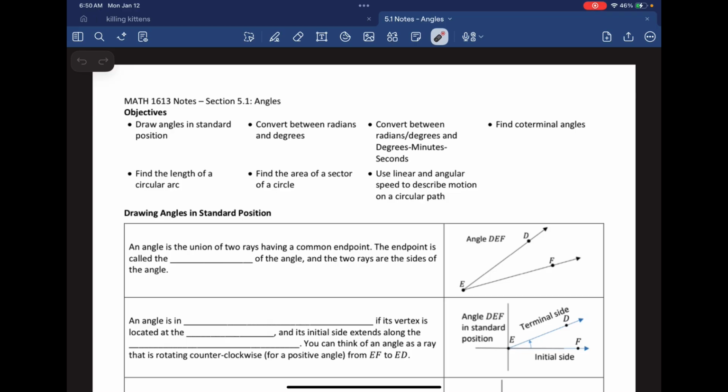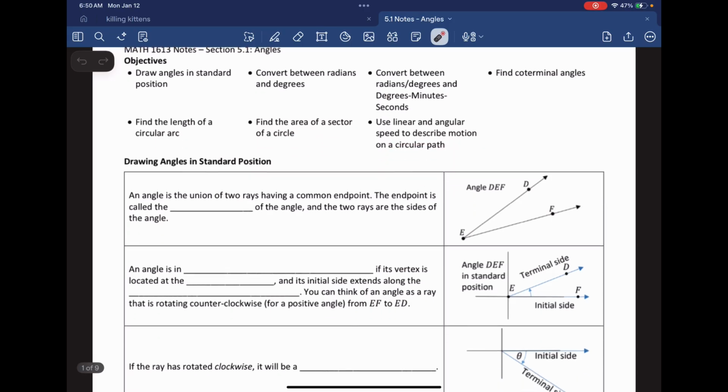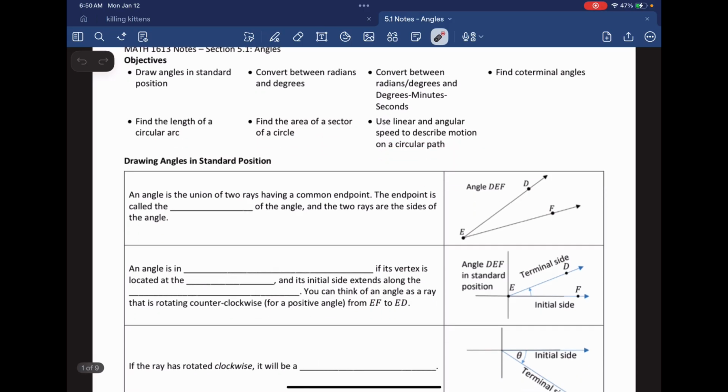5.1, just angles. All right, so we're going to talk about drawing angles in standard position, converting between radians and degrees, converting radians degrees to degrees minutes seconds, coterminal angles, lengths of arcs, areas of sectors, and linear and angular speed. So we're going to start with some basics, drawing an angle in standard position.